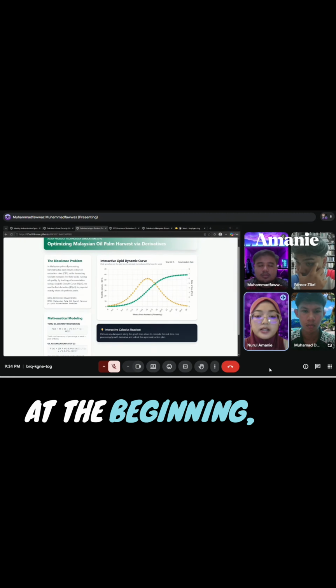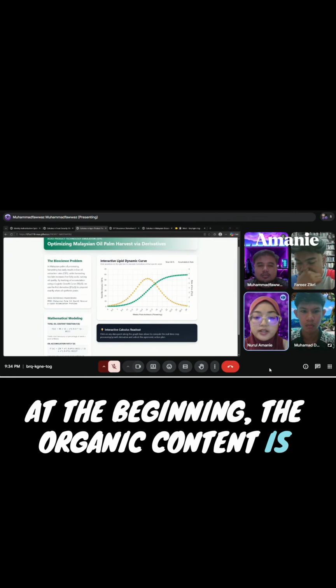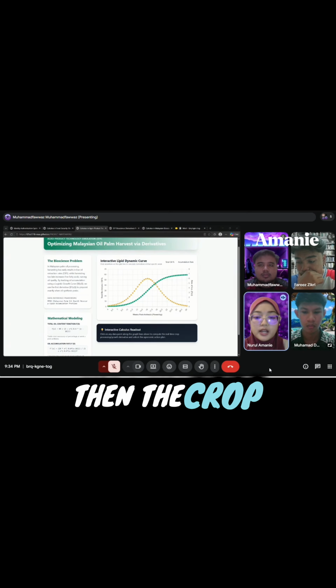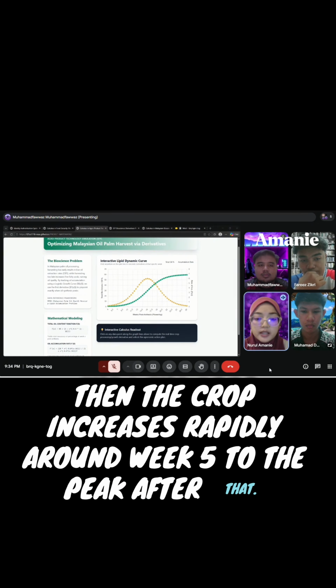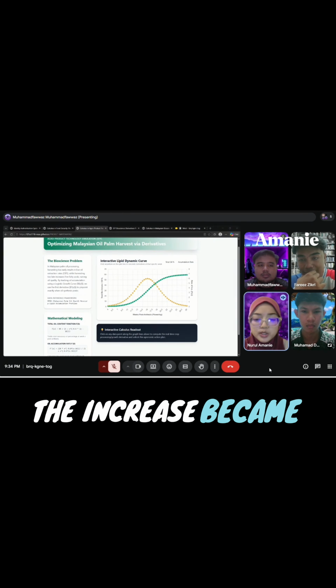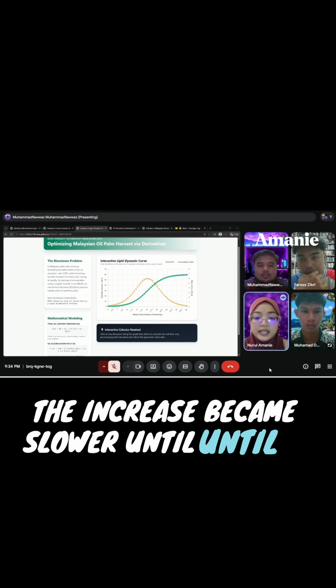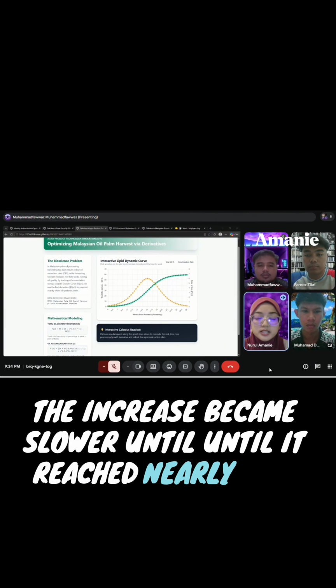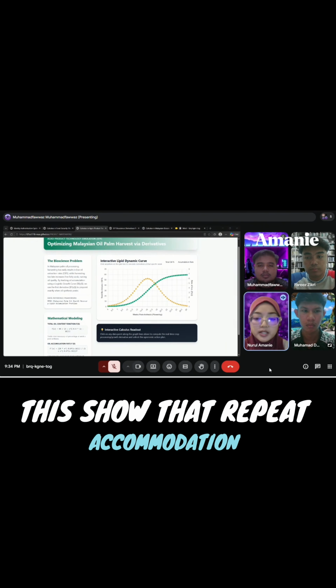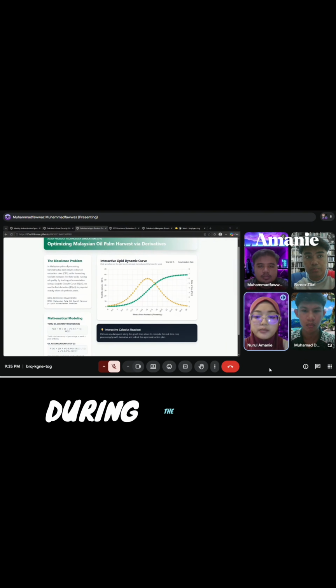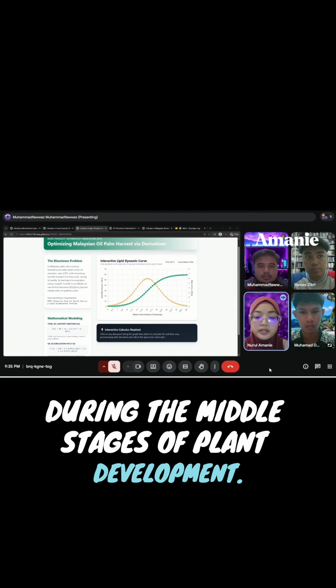At the beginning, the oil content is still very low. Then the graph increases rapidly around week 12 to 13. After that, the increase becomes slower until it reaches nearly 16%. This shows that lipid accumulation becomes very active during the middle stage of plant development.